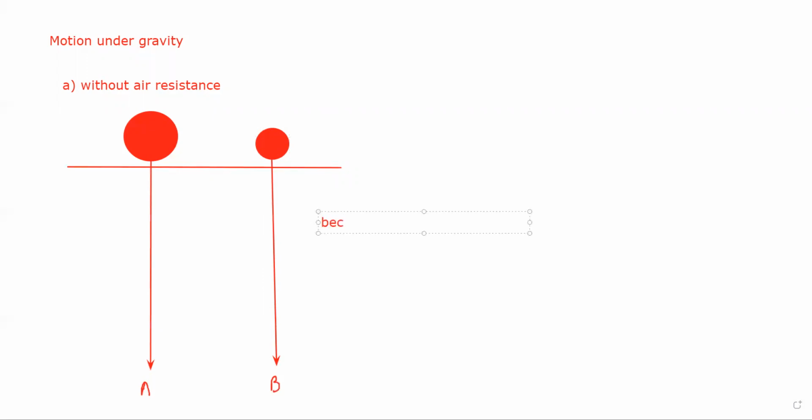Because they have constant acceleration, and this constant acceleration, which is also known as acceleration due to gravity, the exact value is 9.8 meter per second square.